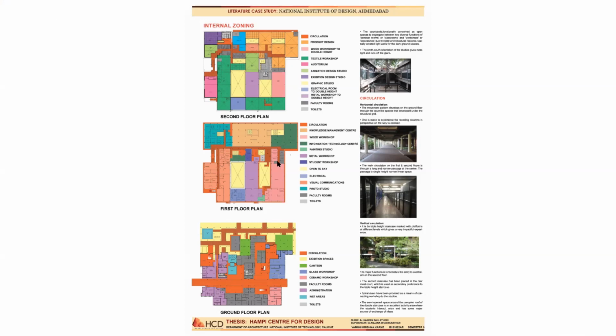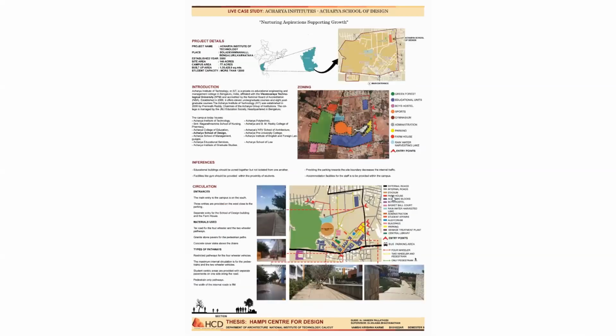And in the first floor, there are two main passages: one passage for the exhibition areas and one passage for the administration and faculty rooms. And here are the two workshop spaces, namely the glass and ceramic workshops. And here are a few pictures of NID Ahmedabad.